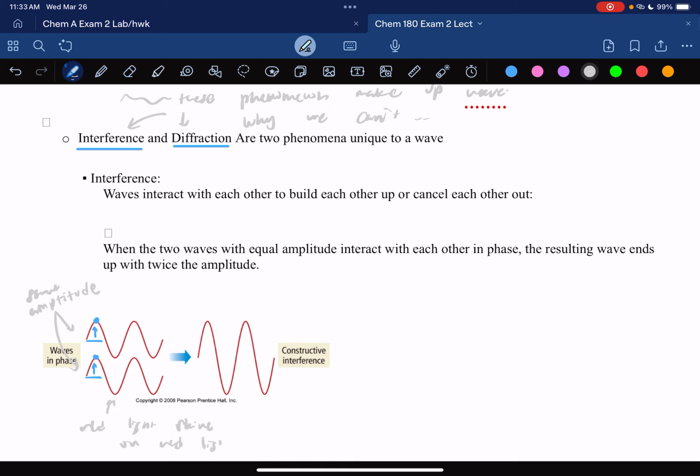So therefore, if you see something interfere with each other, coming as a set of waves, that means it will interfere. When you see the interference, then you could say that is a wave function, a wave property.